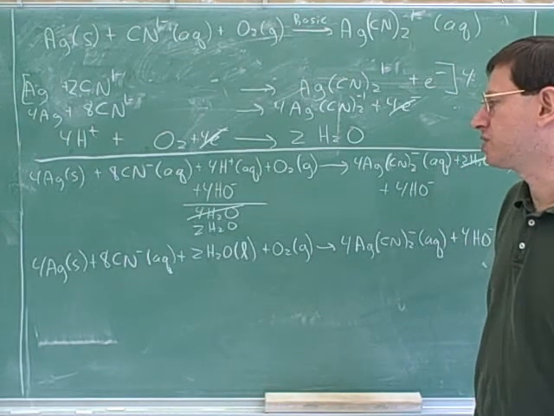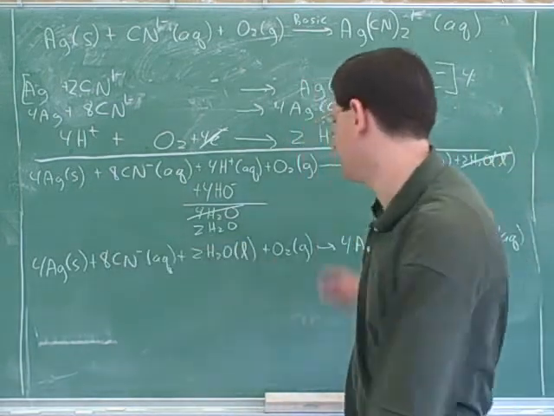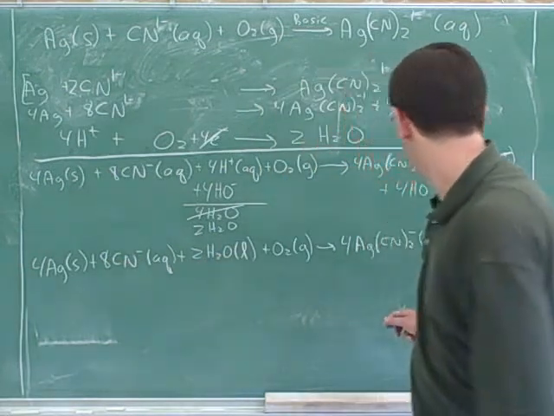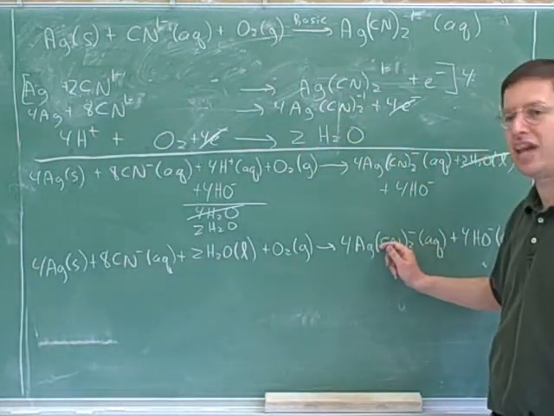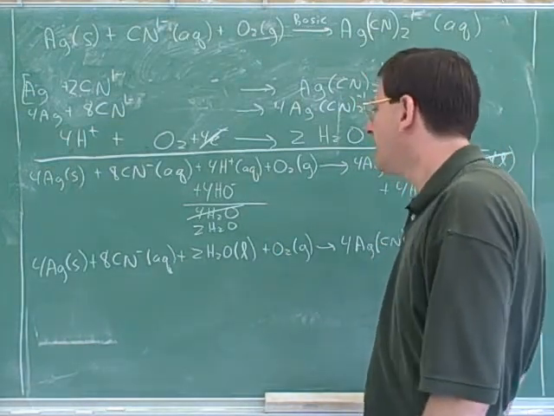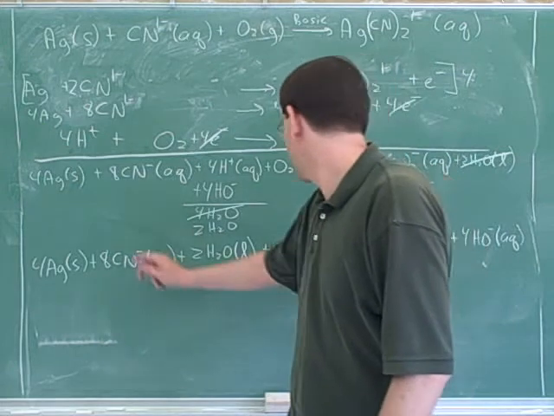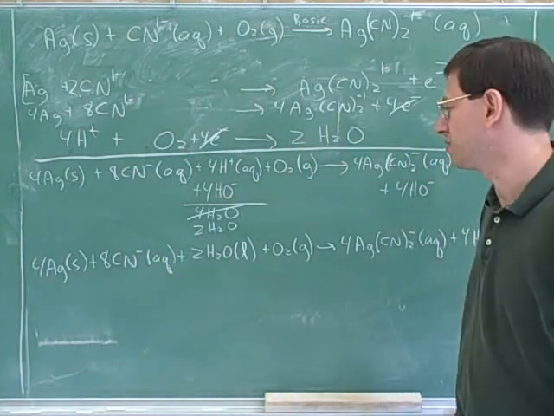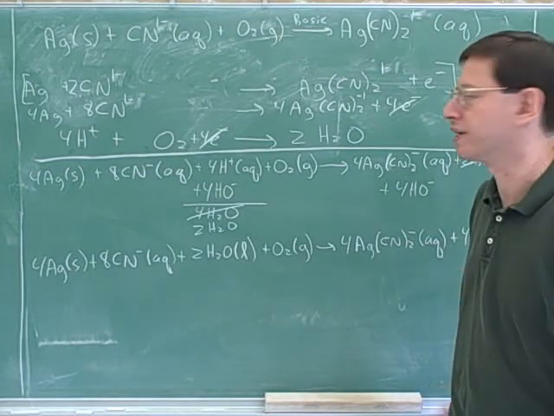Now we should double check this. How do we double check? You would check that the silvers balance, 4 on the left and 4 on the right. You would check that the carbons balance, 8 on the left, and 4 times 2 is 8 on the right. Same thing for the nitrogens. You would check the hydrogens and the oxygens balance, and you would check that the charges balance, -8 on the right and -8 on the left. So it's good to double check all of that, but here we have our overall equation.